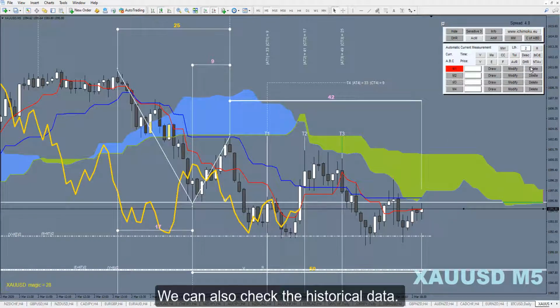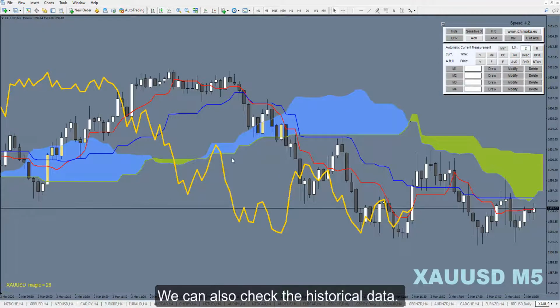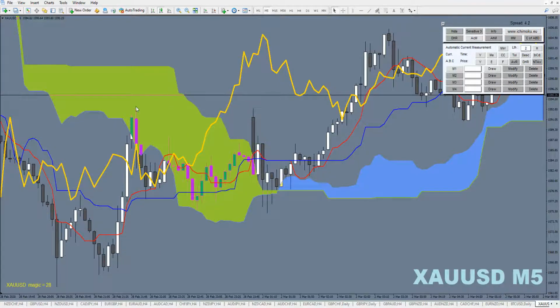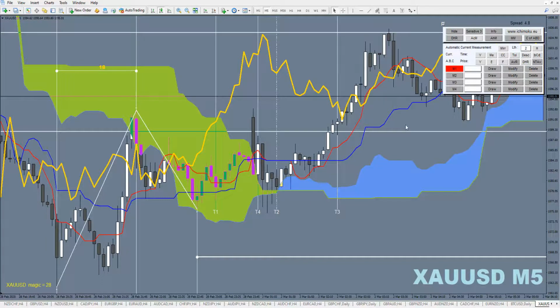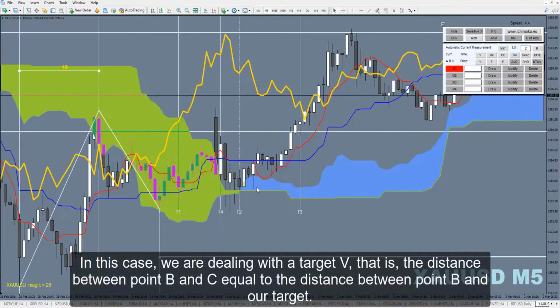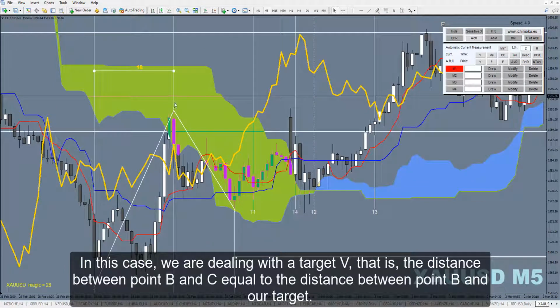We can also check the historical data. As always, it is enough to identify an impulse and the correction, our points A, B, and C, to identify with a good probability the point where the price should arrive. In this case, we are dealing with a target V, that is, the distance between point B and C, equal to the distance between point B and our target.